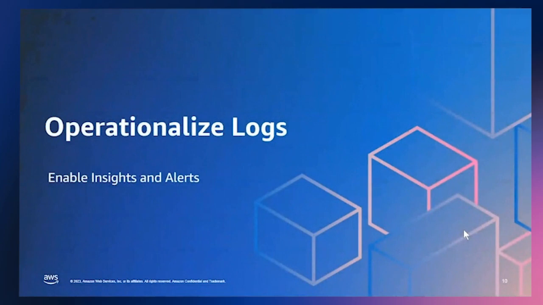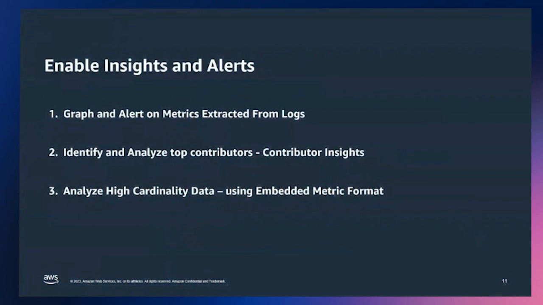We will first cover enabling insights and generating alerts. There are 3 ways in which we can enable insights and alerts. We can graph on the metrics extracted from the logs and trigger alerts. We can identify the top contributors using contributor insights, and we can analyze high cardinality data by sending it as part of the log using embedded metric format. We will look at each of these, discuss their use cases, and how you can leverage them in the upcoming slides.